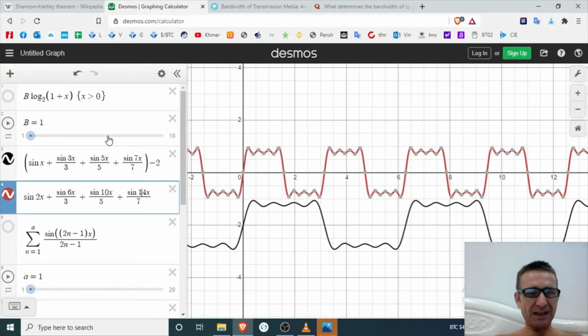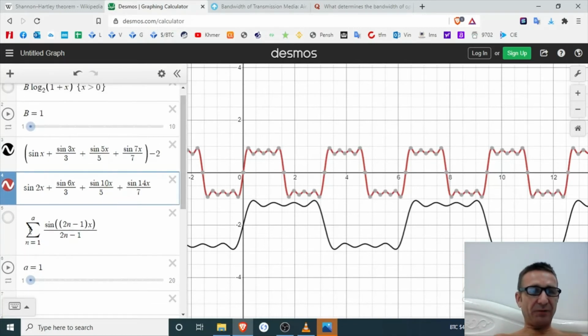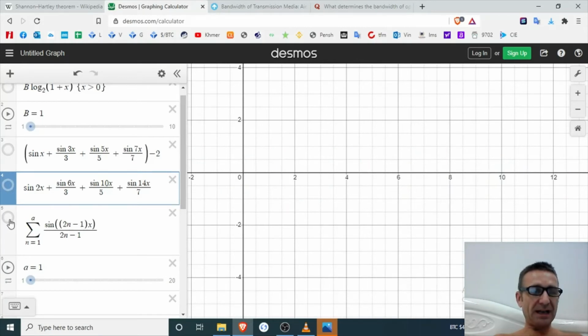All right, I hope you get a sense of that. Bandwidth, highest frequency minus the lowest frequency. If I double the frequencies, I've doubled the bandwidth for the same number of given harmonics, right? I can increase the bandwidth further and get an even better square wave by simply adding more harmonics.